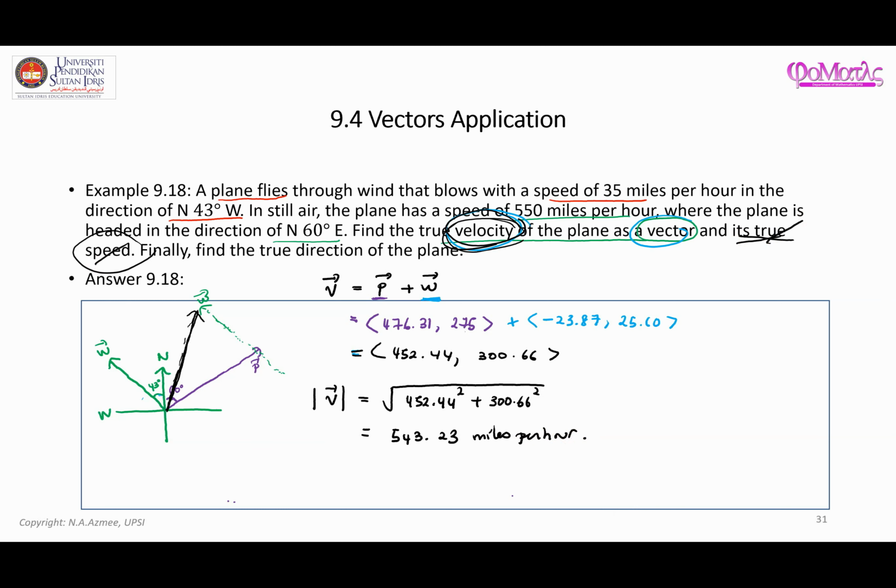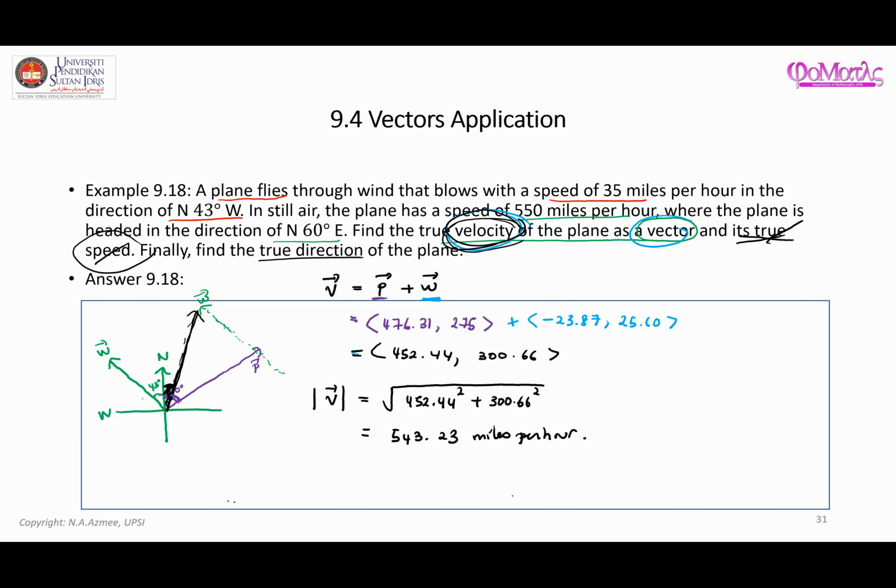Finally, find the true direction of the plane. Notice that originally the intention is for the plane to travel in this direction, which is north 60 degrees east. But based on what you have seen from the diagram, the actual true direction is this angle here, because the wind that comes from this direction has pushed the course of the plane into this direction. So now we are looking to find the angle of this, and that represents the true direction of the plane.